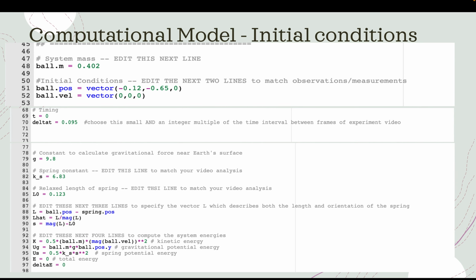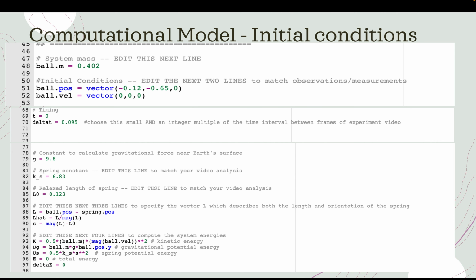So here are the initial conditions that were made. The mass was changed to 0.402 kilograms. The position was changed to <-0.12, -0.65, 0>, which was gotten from Tracker, and the velocity is just 0. And delta t was changed to 0.095, which was also gotten from Tracker. The spring constant was 6.83, and L0, the relaxed length of the spring, is 0.123, which was gotten from the video provided.